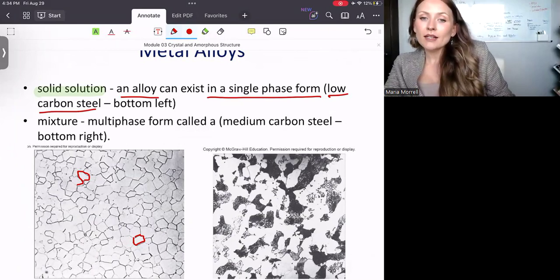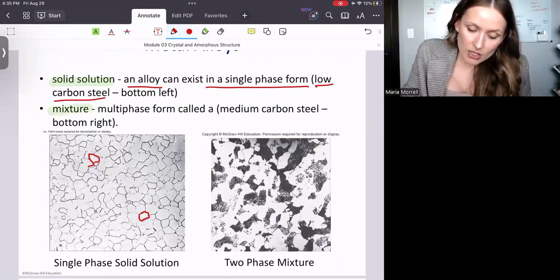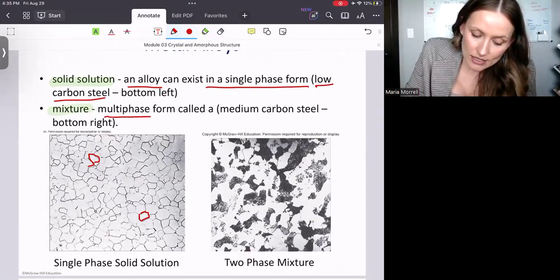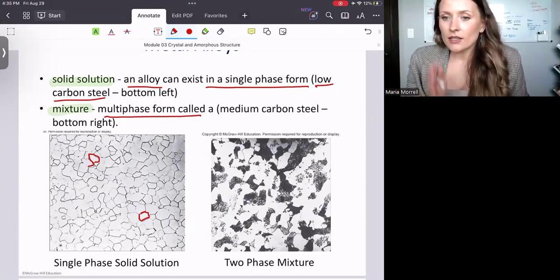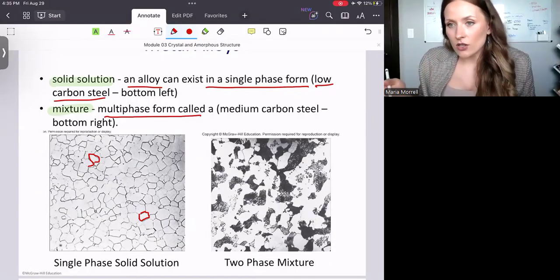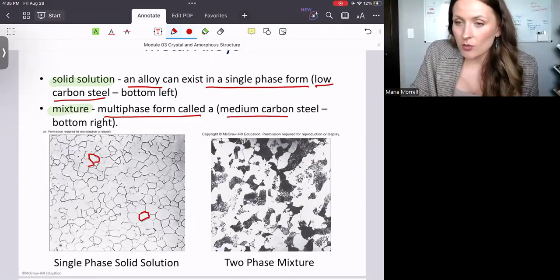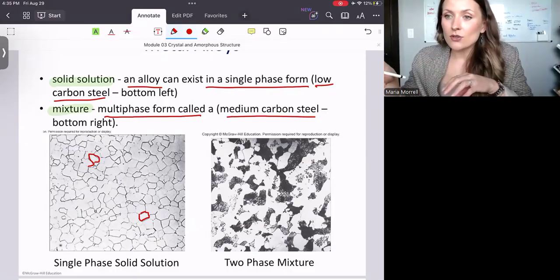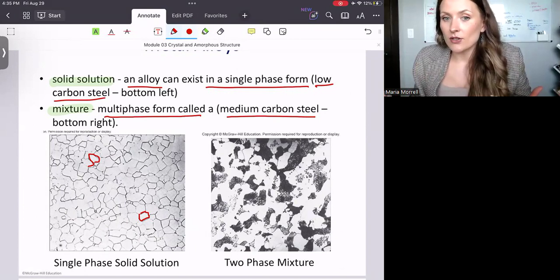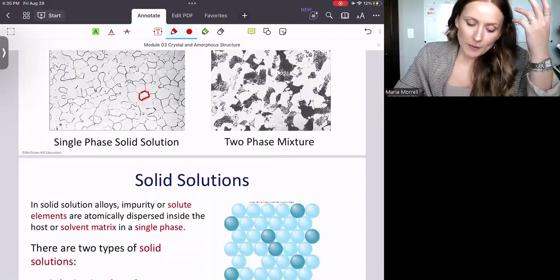Now, a metal alloy can also be a mixture. Whenever we talk about a mixture, it's usually something that has multiple phases. And this is exactly what you see in the bottom right corner. We're looking at two phases. I can clearly see that I have a phase that is darker in color, and a phase that is lighter in color. And this is actually a medium carbon steel. Usually when this happens, phase one is different from phase two in terms of composition, and that's why they look different under the microscope. And that's basically the difference between a solid solution and a mixture, right?